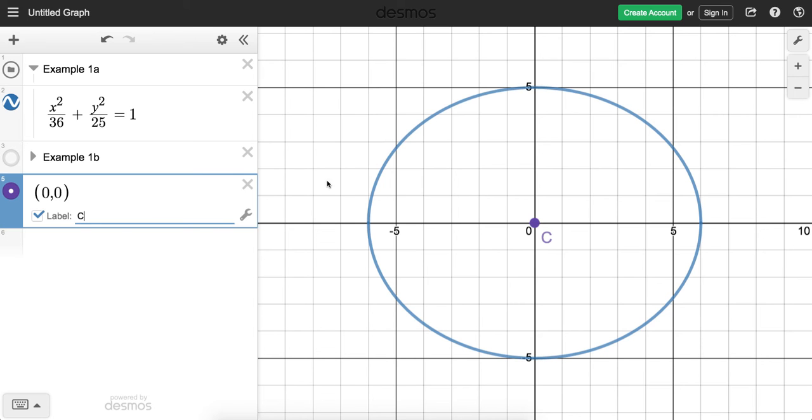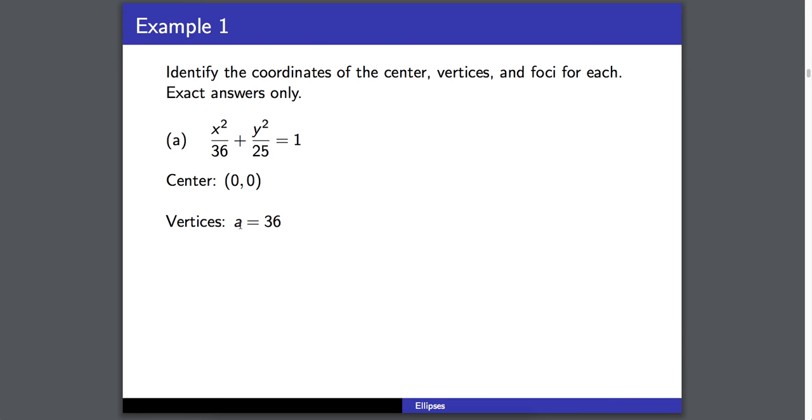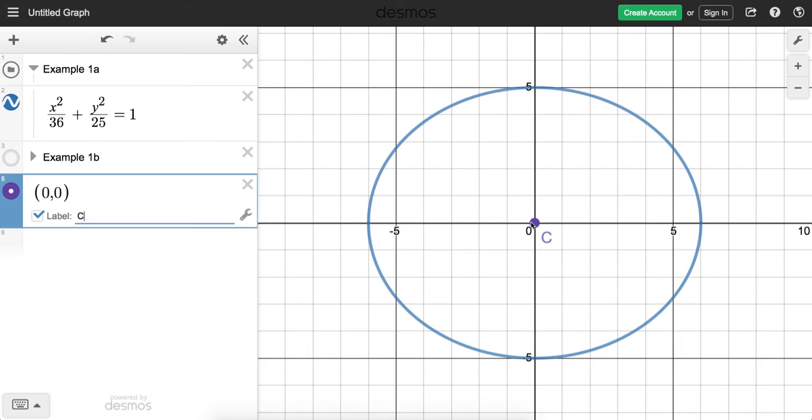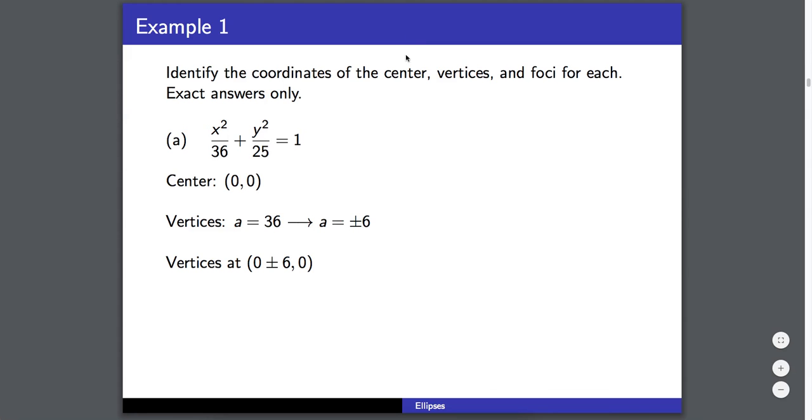But in any event, a squared is 36, which makes a plus or minus 6. So it's a squared equals 36, not a equals 36. But it's plus or minus 6, which means from our center, we're going to add and subtract 6 to our x coordinate. So we're going to go 6 units to the left and 6 units to the right. If the larger denominator was below the y, we'd go up and down. So in this case, our vertices are going to be at 0 plus or minus 6, and then 0, which is plus or minus 6, 0.